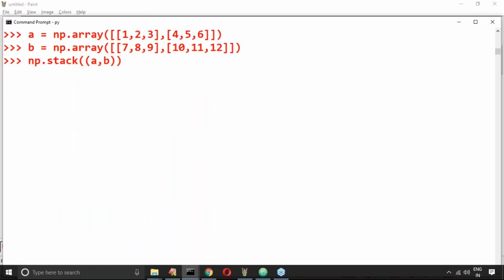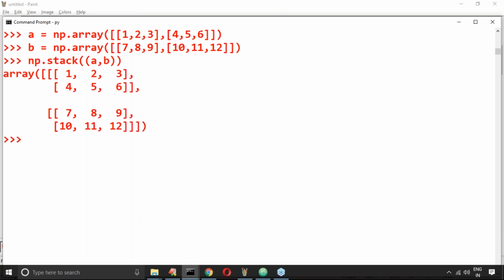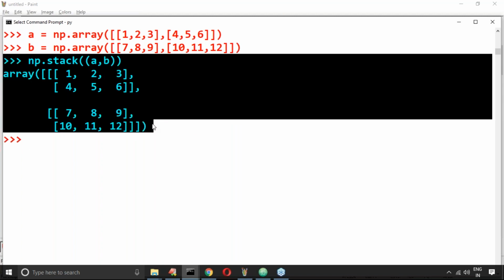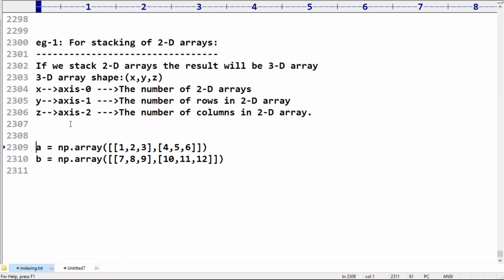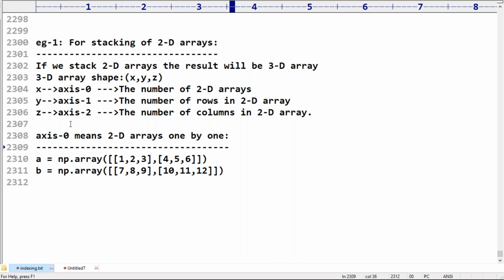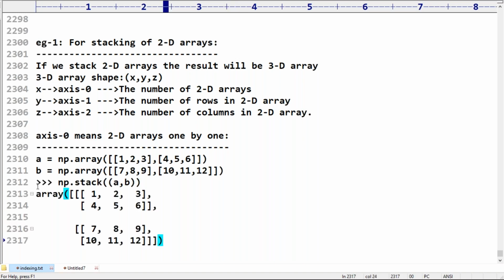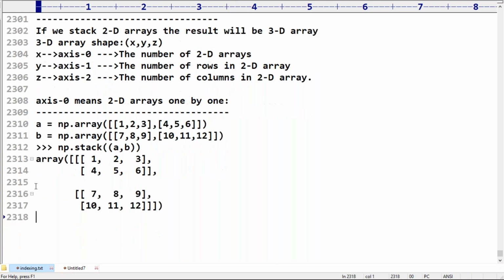I don't think you are going to have any doubt. Have you observed, right? Can you please confirm? The first 2D array, and now the second 2D array is the same. So axis 0 means 2D arrays one by one, or one on top of another. Now we will get a 3D array. Yes, clear? Are you feeling comfortable?